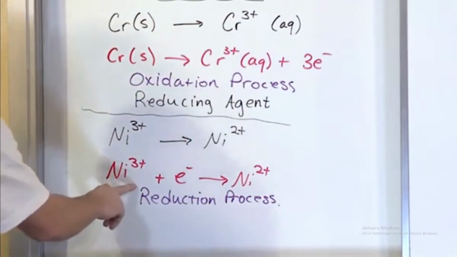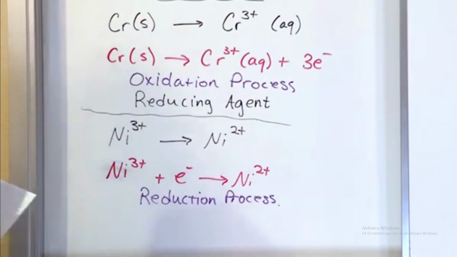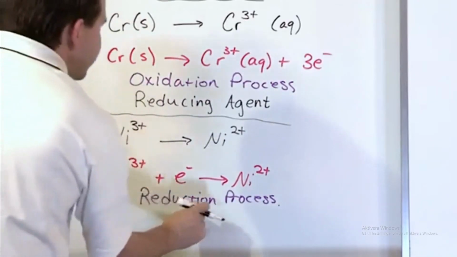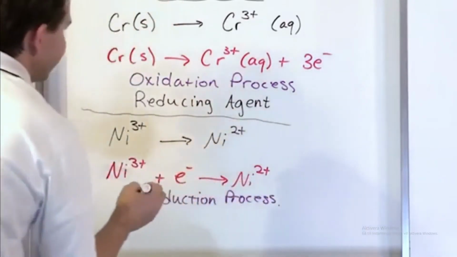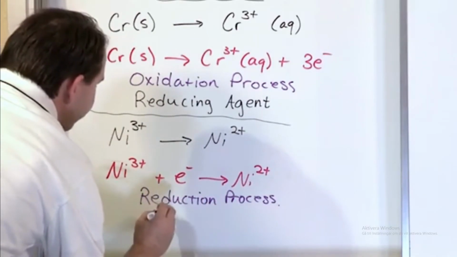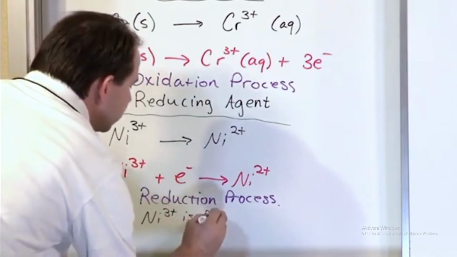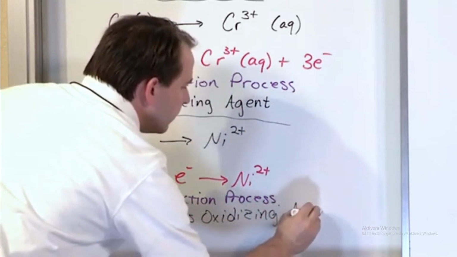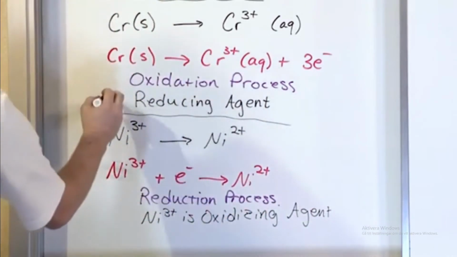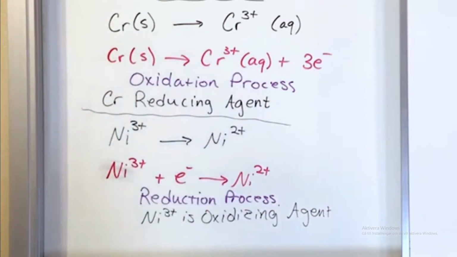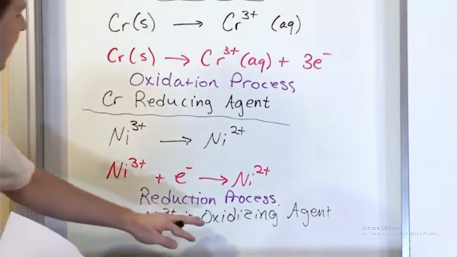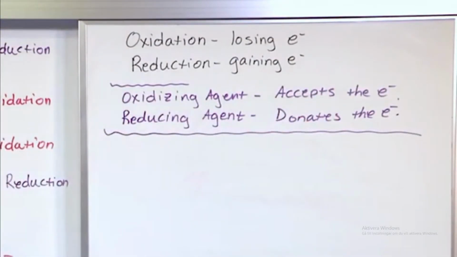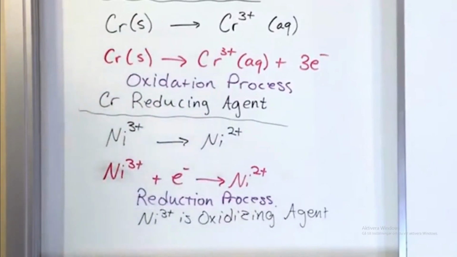Now, is this nickel ion that we're looking at an oxidizing agent or a reducing agent? And the easiest way to figure that out is to realize that once I know this is a reduction process, then I can say that nickel is an oxidizing agent. Just like up here when I said chromium is the reducing agent, the nickel ion, the thing I started with, is an oxidizing agent, because an oxidizing agent is just something that accepts the electrons. In this case, I'm accepting the electrons, and I'm getting a new ion at the end of it.